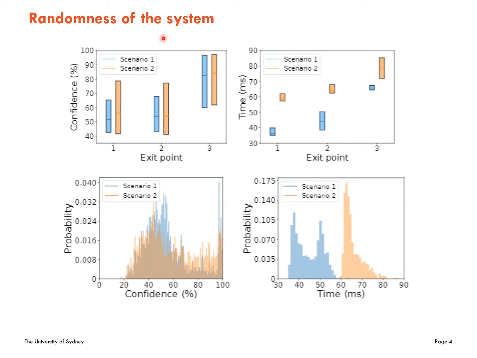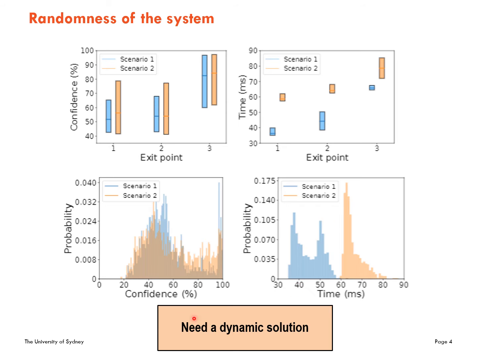As for the randomness of the system, our measurement suggests the following results. We have two video inputs called scenario 1 and scenario 2. We have 3 exit points in the early exit model. For each input frame, we record the confidence and latency, and the result shows a huge variance difference in the confidence and a huge time difference. Therefore, we need a new dynamic solution because it is impossible to predict the exact confidence and time of each exit point for each scenario.